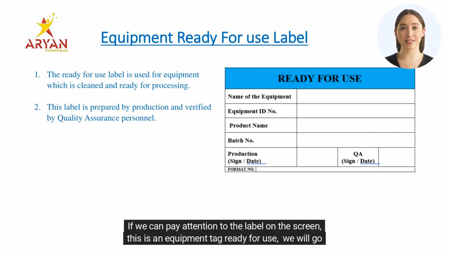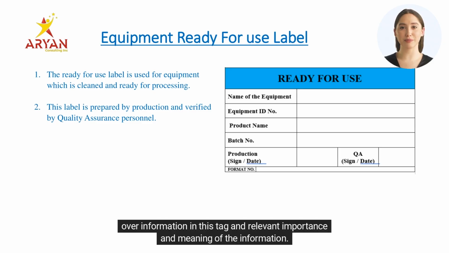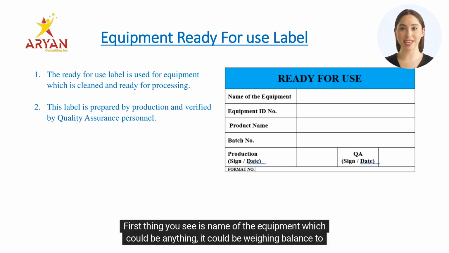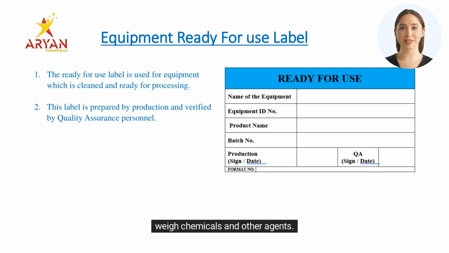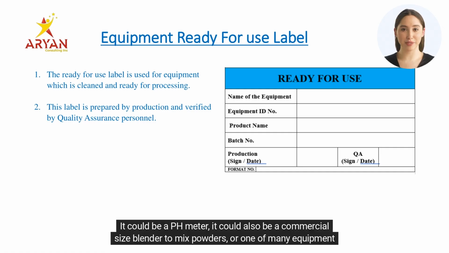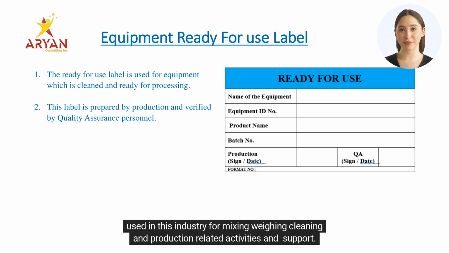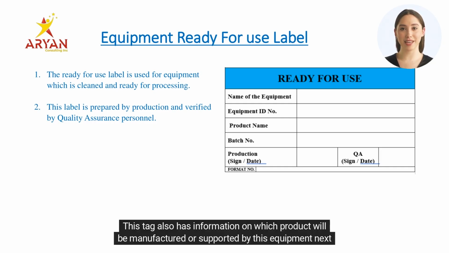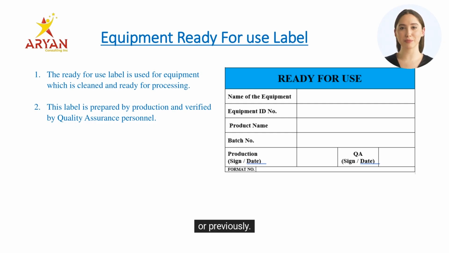If you pay attention to the label on the screen, this is an equipment tag ready for use. We will go over information in this tag and the relevant importance and meaning of the information. First thing you see is the name of the equipment, which could be anything. It could be a weighing balance to weigh chemicals and other agents. It could be a pH meter. It could also be a commercial size blender to mix powders, or one of many equipment used in this industry for mixing, weighing, cleaning, and production-related activities and support. This tag also has information on which product will be manufactured or supported by this equipment next or previously.